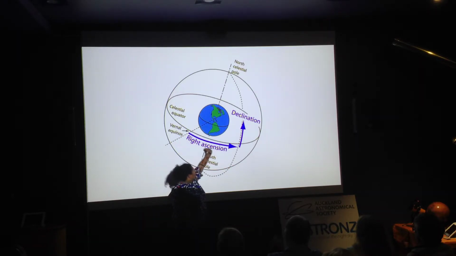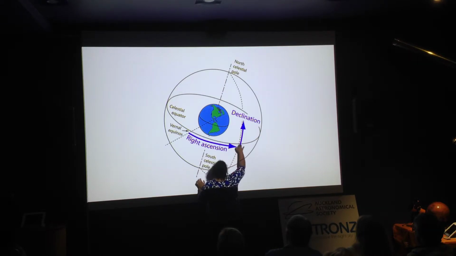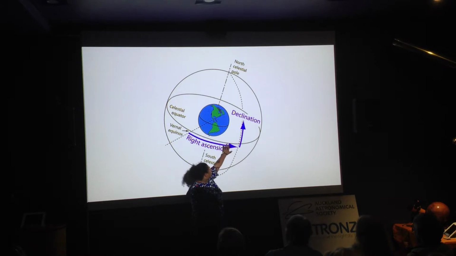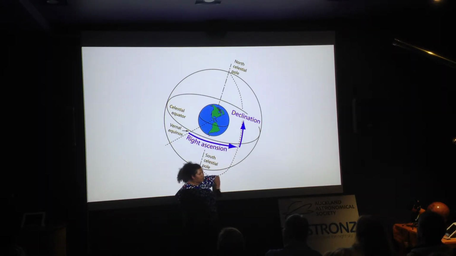So this is the equator, or the celestial equator. Declination is just your movement up from the equator or down from the equator. And it's divided into degrees. So if you go up, you'll get positive values. If you go below the equator, you get negative values.